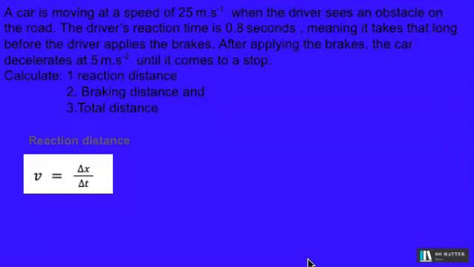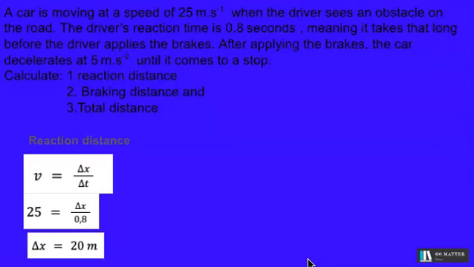The reaction distance. During the reaction distance, the car is moving with uniform velocity of 25 meters per second. Hence, we use the equation for the definition of velocity, which is the average velocity is equal to the rate of change in position. Substituting, we get the velocity is 25 meters per second and the time is 0.8 seconds, making the change in position the subject of the formula. Then we know the change in position is 20 meters.